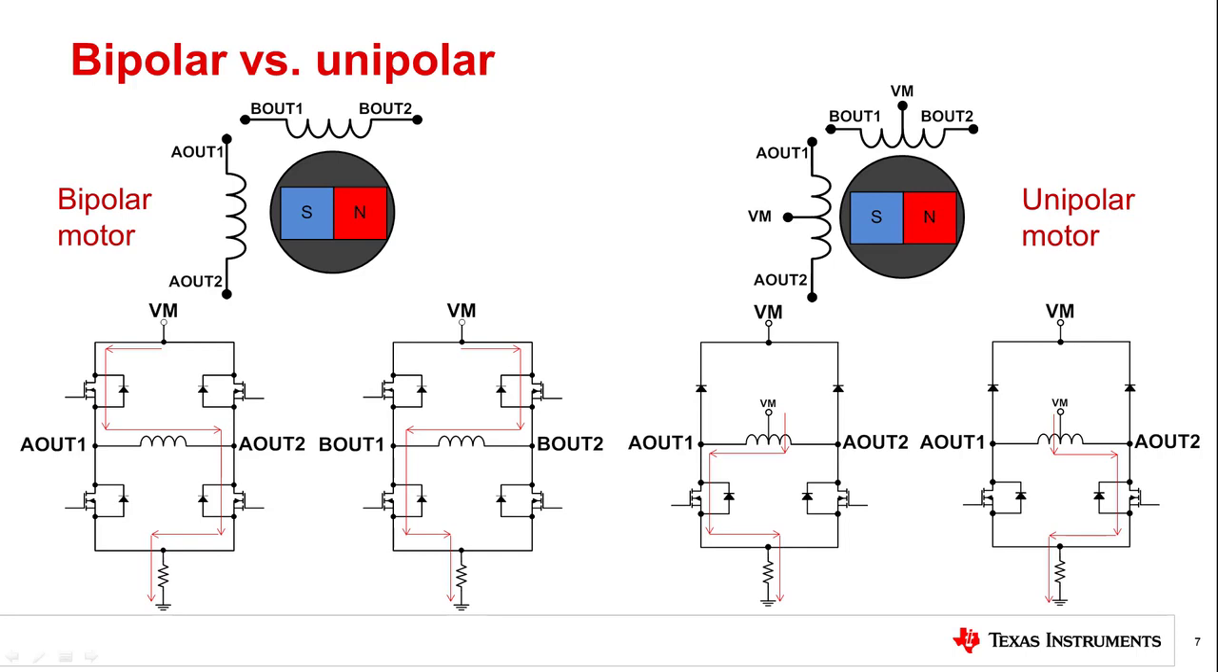Rather than driving current in two directions to change the polarity of the stator magnetic field, the coils for a particular phase are wound in opposite directions to achieve the change in magnetic field polarity needed to continue moving the rotor. Unipolar motors can be driven like bipolar motors if the center taps are left unconnected and the coils are connected to a bipolar stepper motor driver.